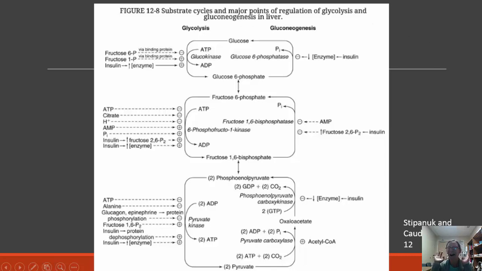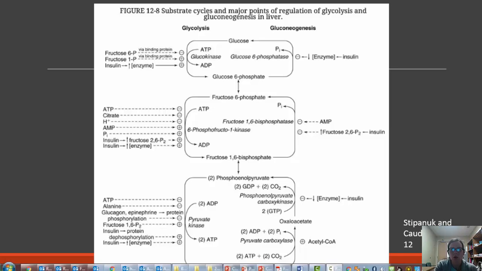Okay, and so this is a very intense graphic from your book. Don't get too intimidated. Let's walk our way through it a little bit. These are major points of regulation of glycolysis and gluconeogenesis in the liver. If you go through these, a lot of them are exactly what we have talked about before. So I'll only walk through some of it with you so that you don't get bored to death, and so you can figure some of this out for yourself. But let's just look at some of these up here.